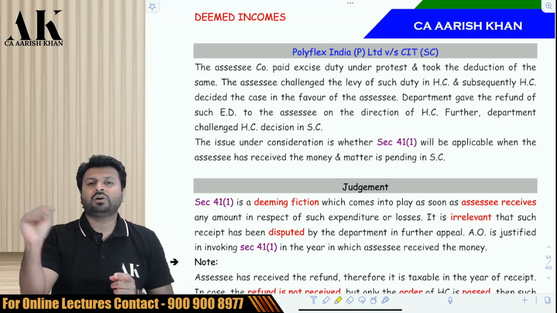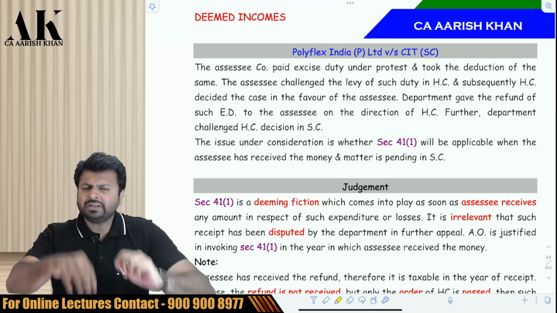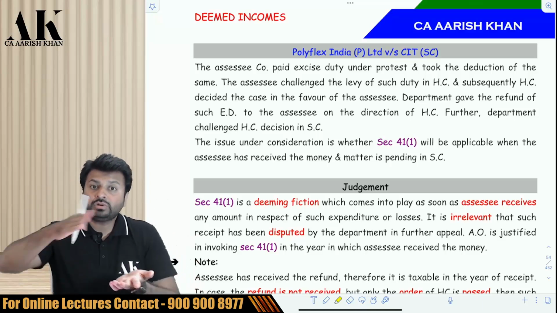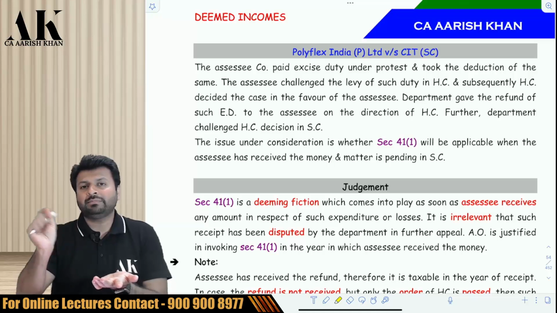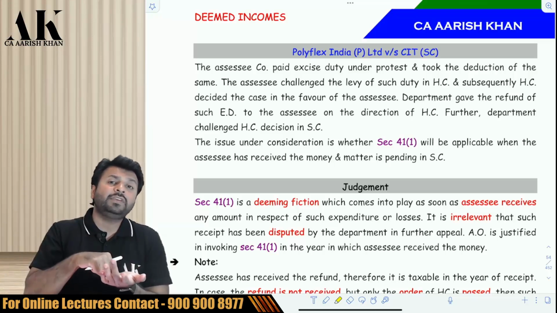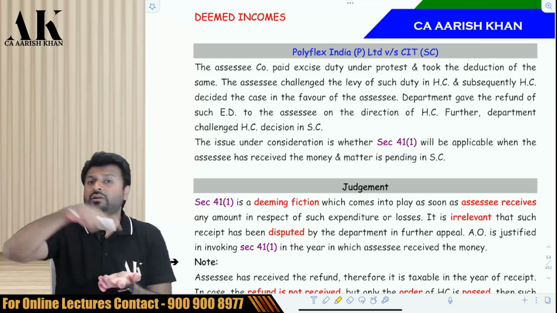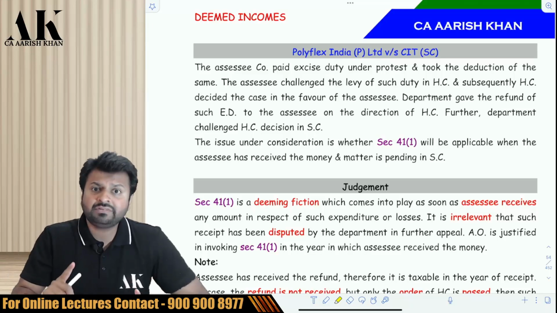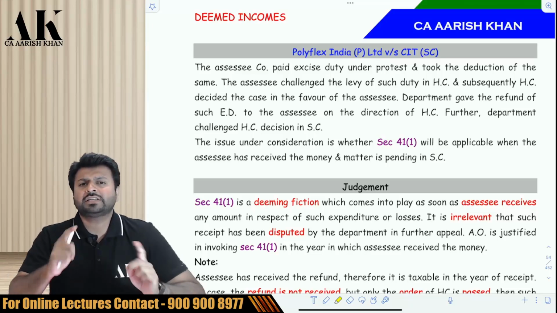Suppose if the High Court has passed the order, but assessee has not received the money, then 41(1) cannot be attracted. The assessee should have received the money. Suppose High Court has passed the order in the month of March, but assessee received the money in the month of April, then tax will be imposed in the month of April, not in the month of March. You have to be clear with that particular point also. Okay, this is what section 41(1) is all about.